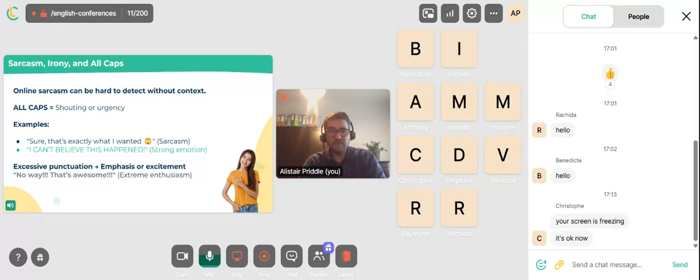Excessive punctuation shows emphasis or excitement. "No way!!!" "That's awesome!!!" This is extreme enthusiasm. Okay, so we can portray these feelings through our online use. All caps, this is urgency. We have that emoji for sarcasm, and we can use excessive punctuation for emphasis or excitement.